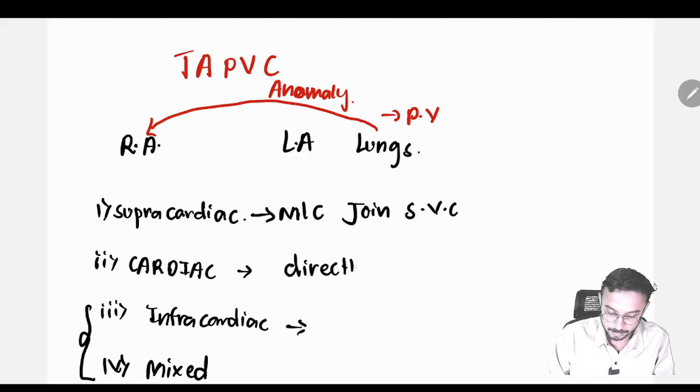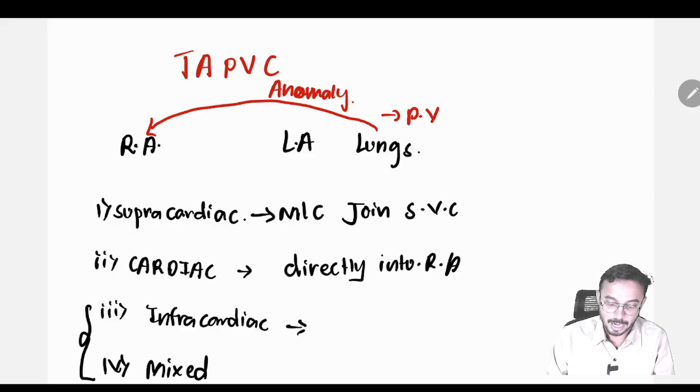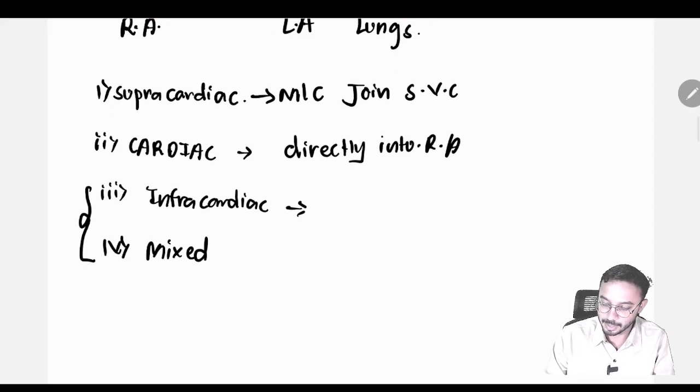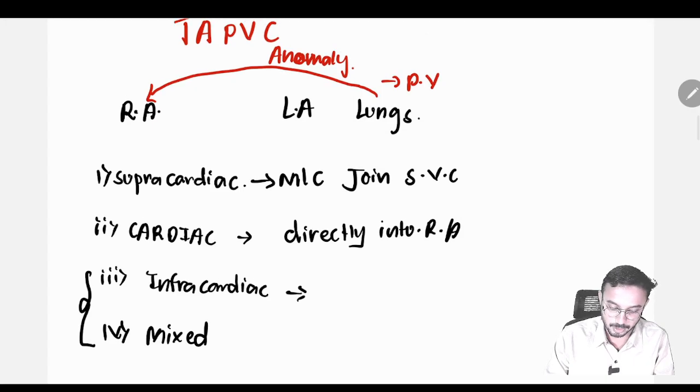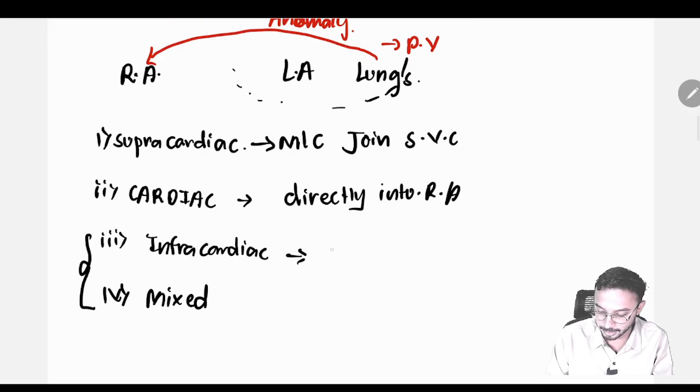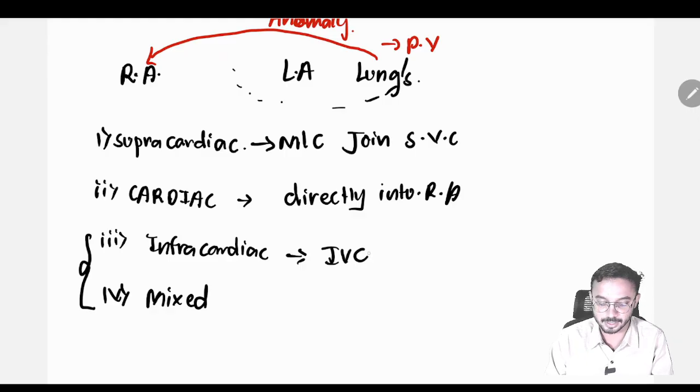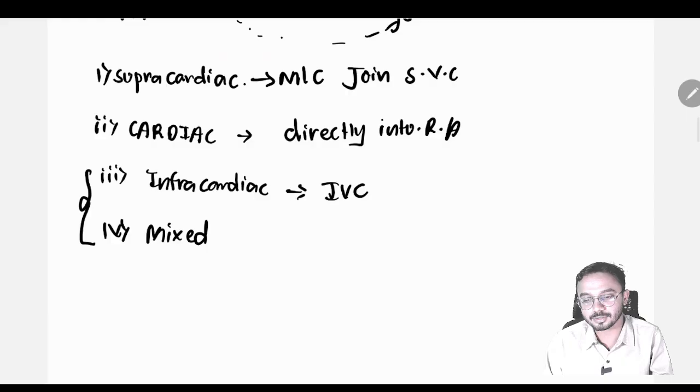Directly into the right atrium. Okay. And the infra vena cava is nothing but the pulmonary vein now connecting to the IVC, the inferior vena cava and all. So that is infracardiac, IVC. So ultimately the blood is going to the right atrium only. The pulmonary vein is connecting there. This is an anomaly, TAPVC.